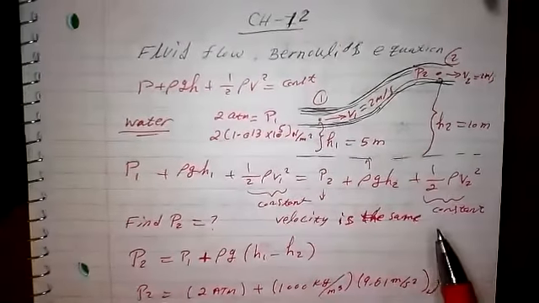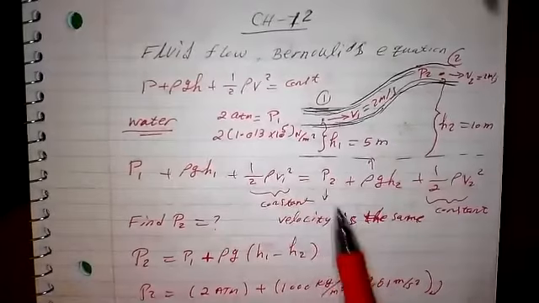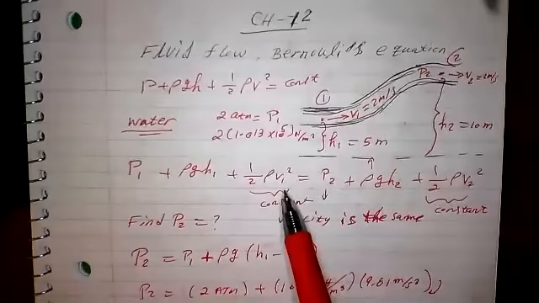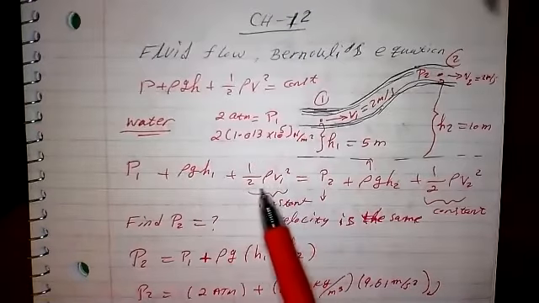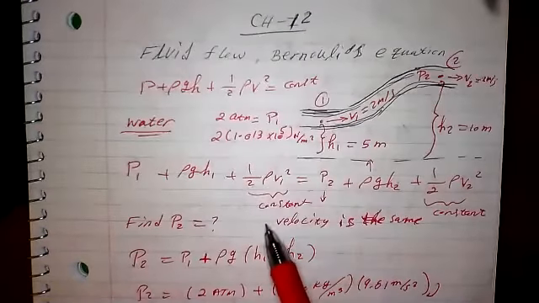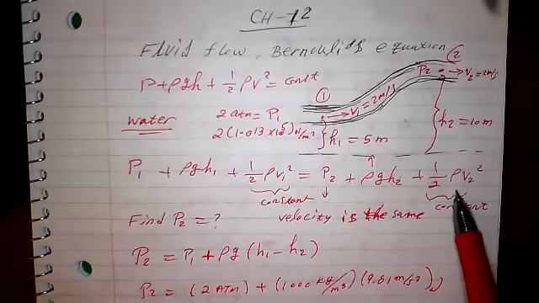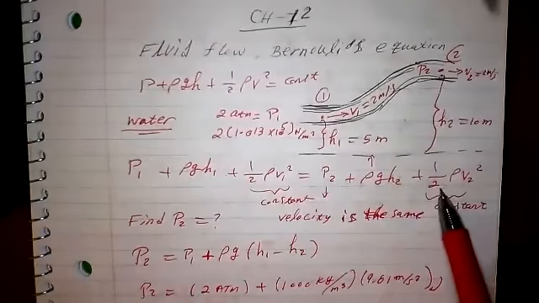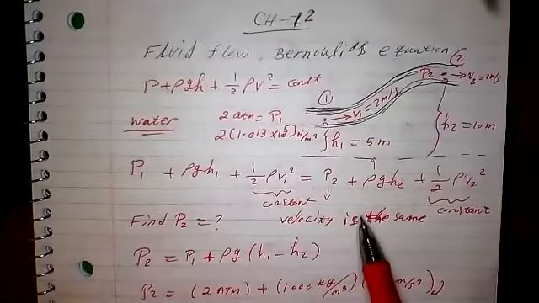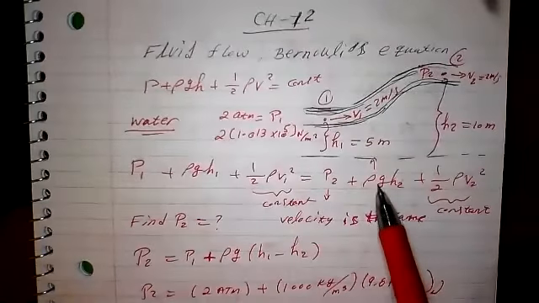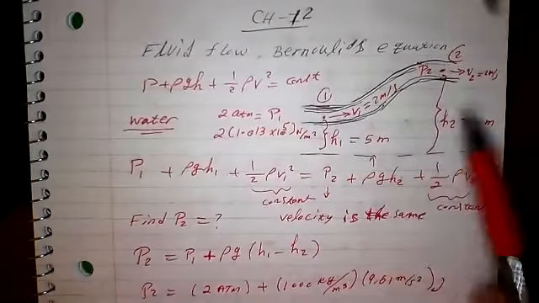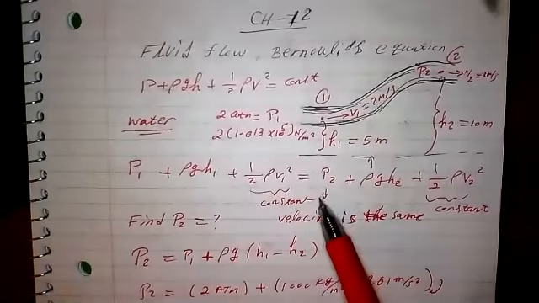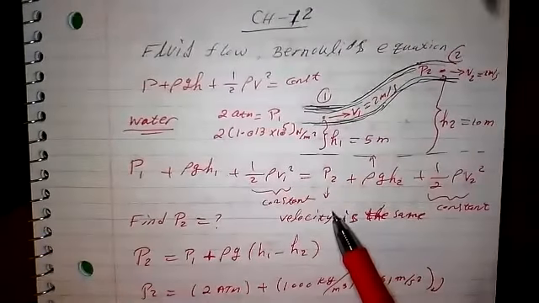In the Bernoulli equation, since the velocity is not that high, the velocity head term, 1/2 rho v squared, is constant on both sides, and the density is also constant. So this term and this term cancel each other out. If the elevation goes up, the pressure goes down. As the elevation goes up, the exit pressure will go down, and we're going to check on that.